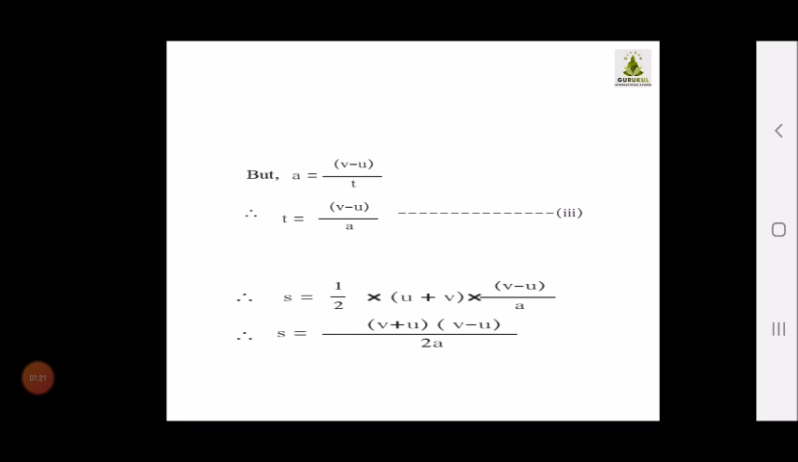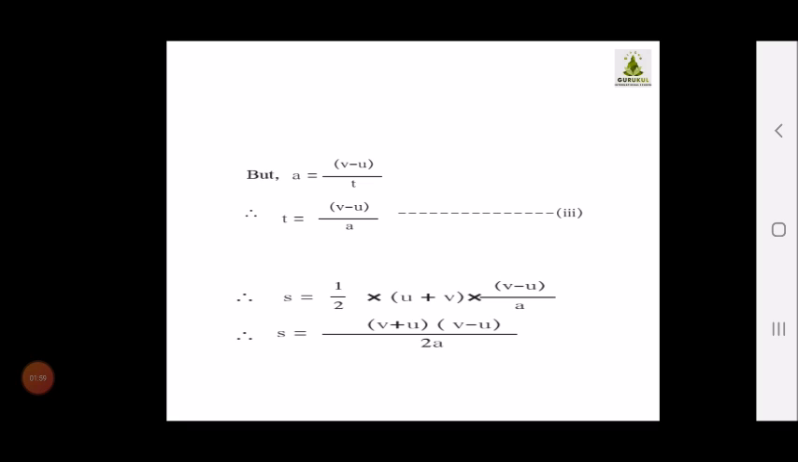But we have also studied previously that acceleration A is equal to V minus U, final velocity minus initial velocity, upon time. Now I am going to interchange the places of T and A. So instead of A is equal to (V minus U) upon T, I write T is equal to (V minus U) upon A. Now substituting the value of T in the equation, I get S is equal to 1/2 into (V plus U) multiplied by (V minus U).